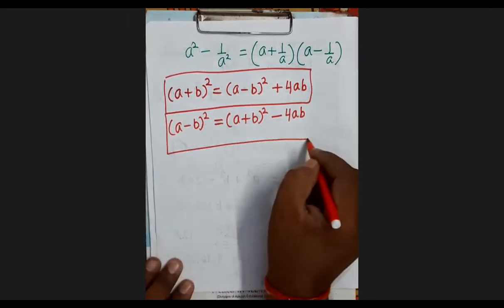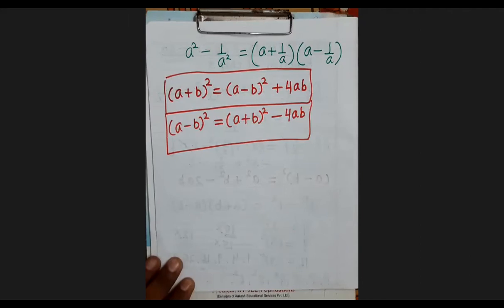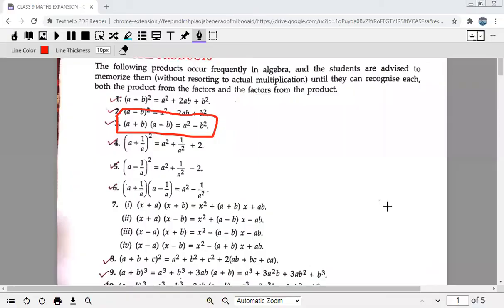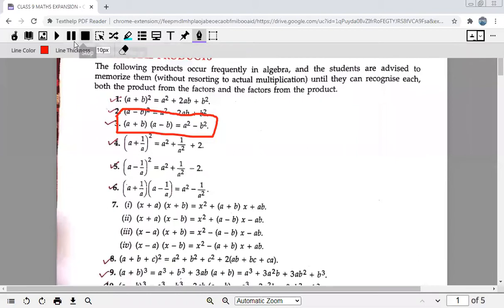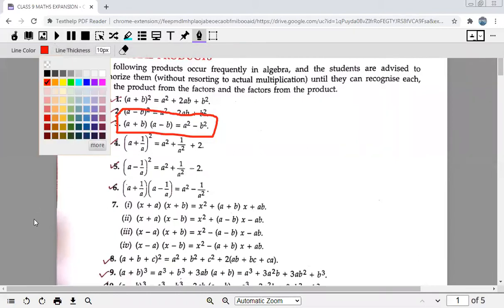These two formulae are not given in your formula list, so you can add these. Then you can see there are some formulae which are given on the page on 7th number. We will not remember these formulae. We will do them directly. It's clear, no need.